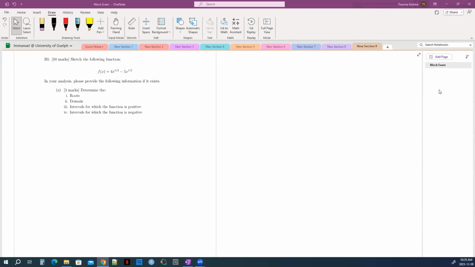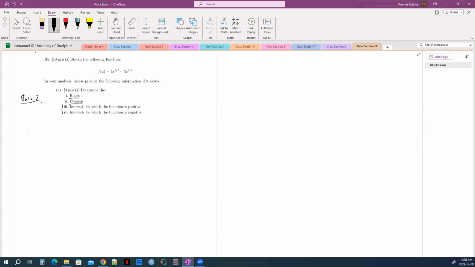So for this example, we're asked to sketch the following question. In your analysis, we want to provide the following information if it exists, and we're going to start with part A, and we're asked for the roots, the domain, the intervals for which we're positive, and the intervals for which we're negative. This question looks a lot like our quiz 3, right?